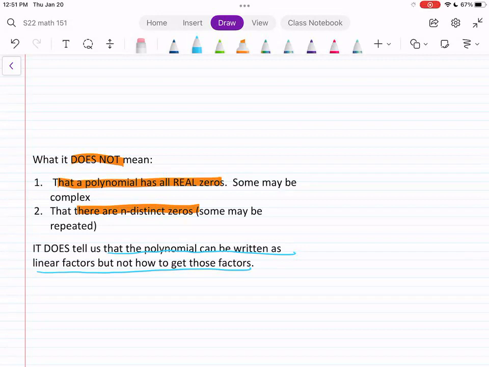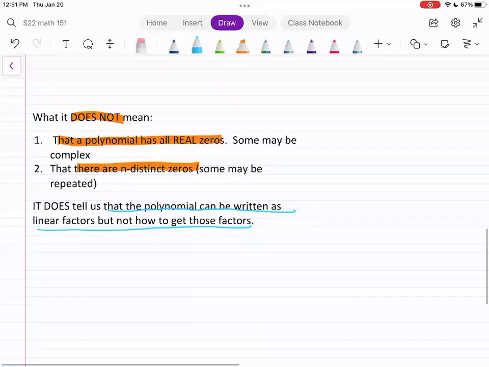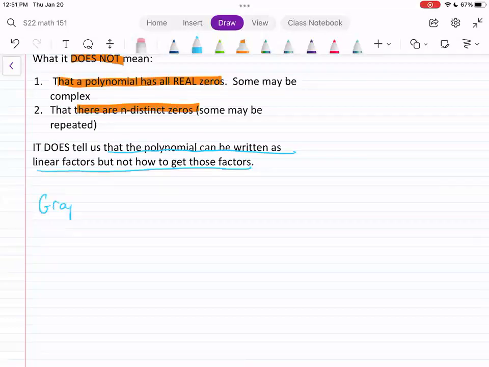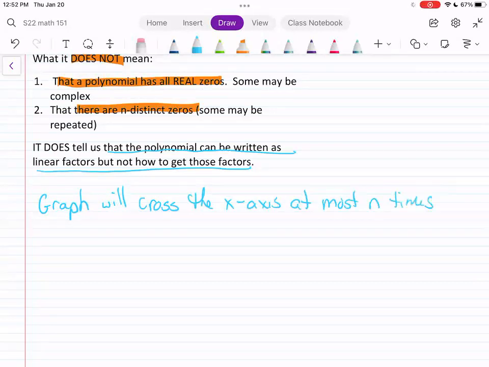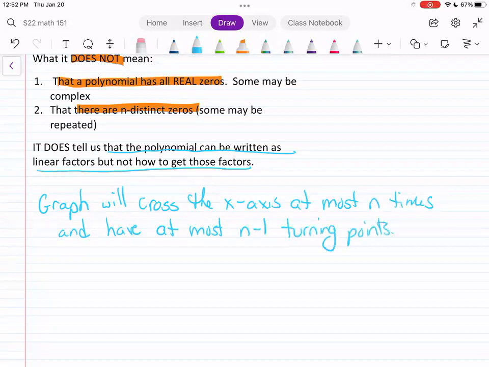One other thing we can get from this theorem is we can see that the graph is going to cross at most n times on the x-axis, and it's going to have at most n minus 1 turning points. So a graph will cross the x-axis at most n times and have at most n minus 1 turning points. And by that, we just mean where it goes from increasing to decreasing.